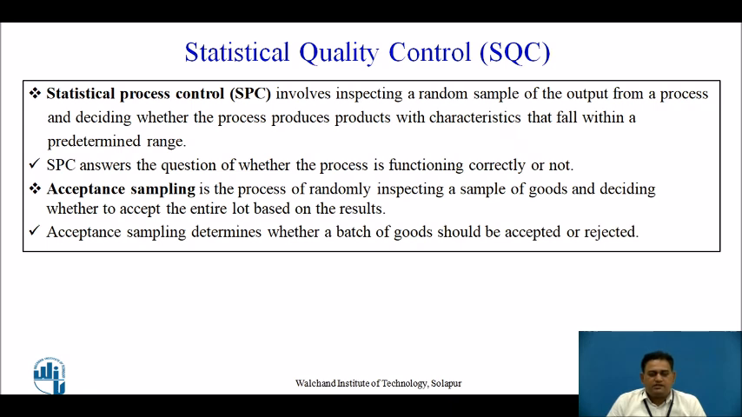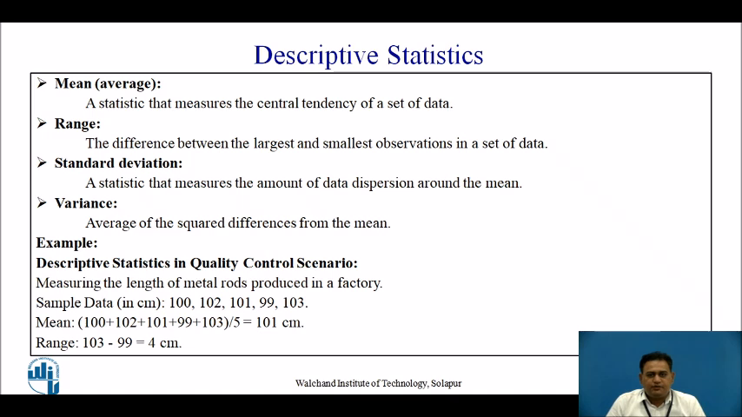Now the last one is acceptance sampling. It is a process of randomly selecting, or you can say inspecting, the products and deciding whether to accept the particular entire lot based upon the observations and results. Acceptance sampling determines whether the batch of the product has to be accepted or rejected. Let's see the descriptive statistics.